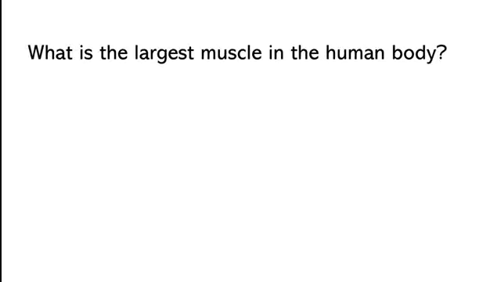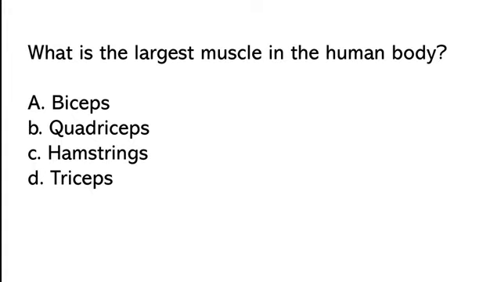What is the largest muscle in the human body? Bicep, quadriceps, hamstrings, triceps. So the correct answer is option B, quadriceps.